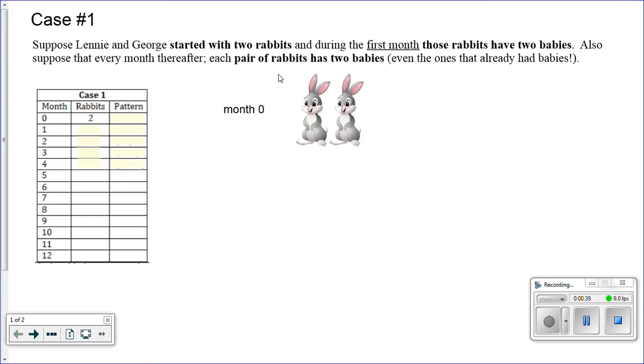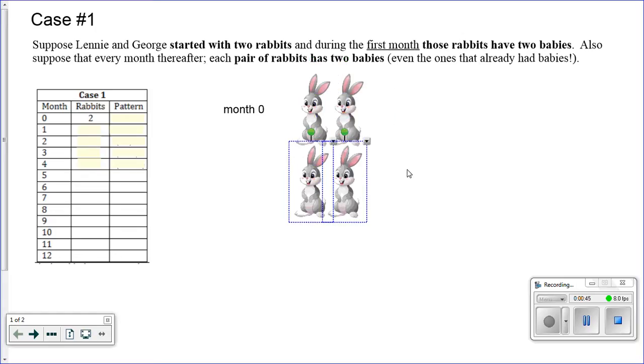So we start moving into month 1. Each pair of rabbits is going to have a pair of babies. So my original pair just had 2 babies. So this is now month 1. Over here in our table, we can fill in month 1 with 4 total rabbits. Okay, so now we're moving into month 2.